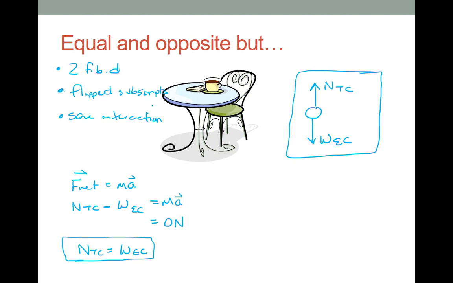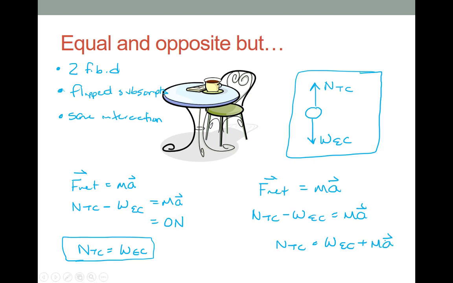To help illustrate that, consider a really odd table that happens to be sitting in an elevator. I know, it's a little bit of a stretch, but consider a table sitting in an elevator. If we now consider the cup sitting on the table in the elevator, we now get that the normal force is bigger or potentially smaller than the gravitational force, depending on what that acceleration is doing.